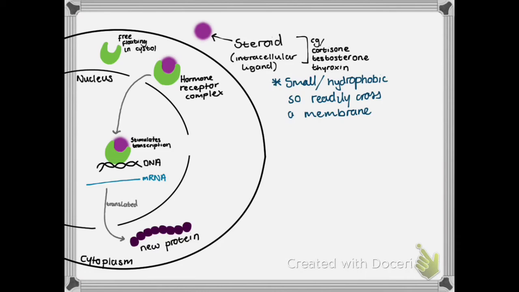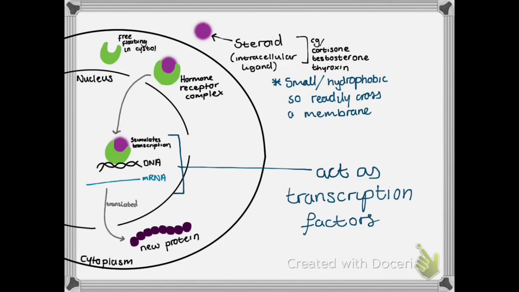This diffuses or moves into the cell through transport or carrier proteins. It can bind to a free-floating receptor that's in the cytosol. This binds and forms a hormone receptor complex, which can move through a nuclear pore into the nucleus. This hormone receptor complex can stimulate transcription of DNA to form messenger RNA. This can be translated at the ribosomes into a new protein. So basically, the hormone receptor complex is a transcription factor.